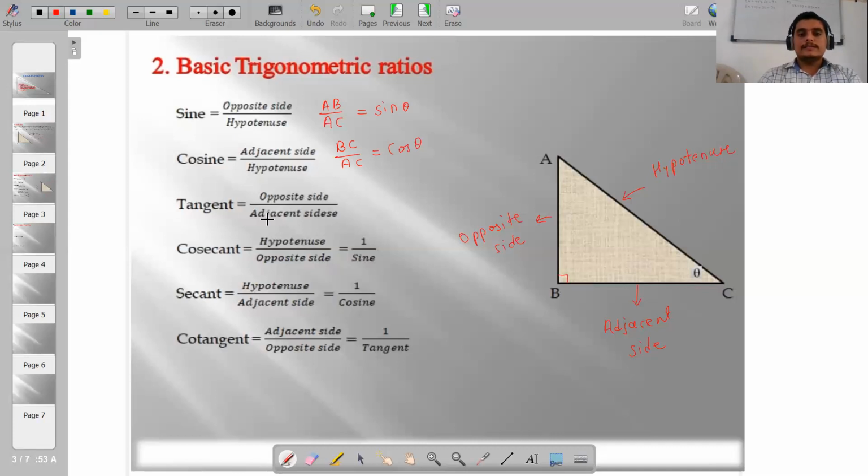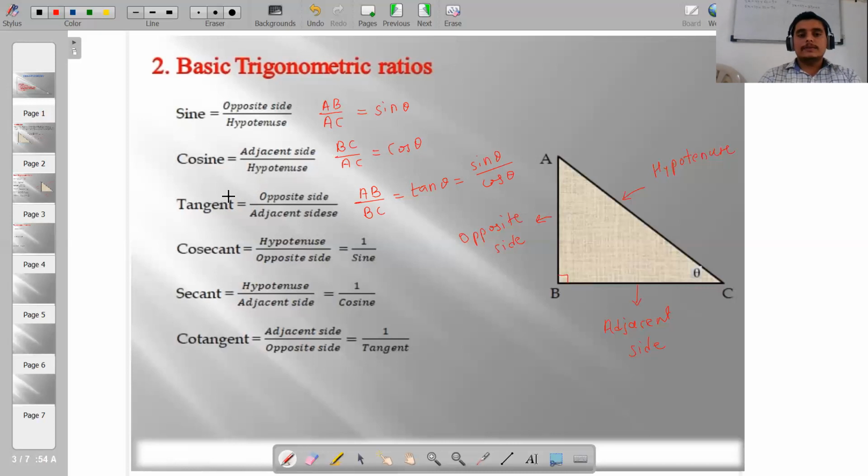The next one is the tangent ratio of the given angle, which is defined as opposite side upon adjacent side. According to this figure, we write it as AB divided by BC, which is known in short as tan theta. If you carefully observe this, we get the sense that instead of writing this, we can simply take the ratio of the sine ratio and the cosine ratio to get tan theta from the first two ratios.